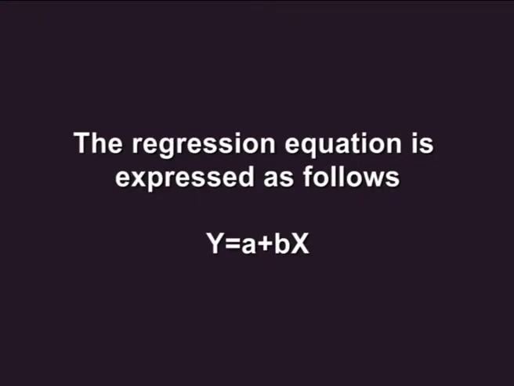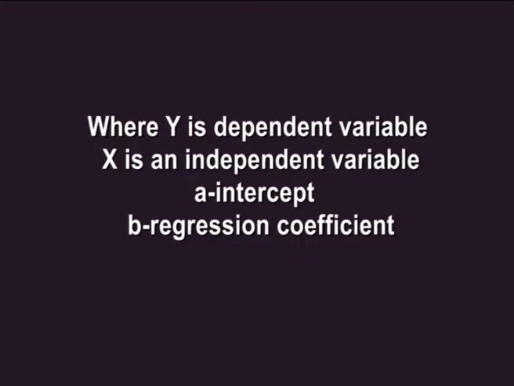The regression equation is expressed as follows: y is equal to a plus bx, where y is the dependent variable which depends upon x, x is the independent variable, a is the intercept, and b is the regression coefficient.